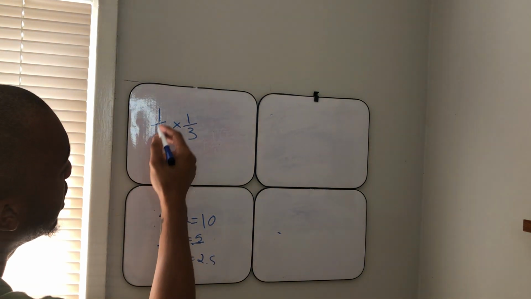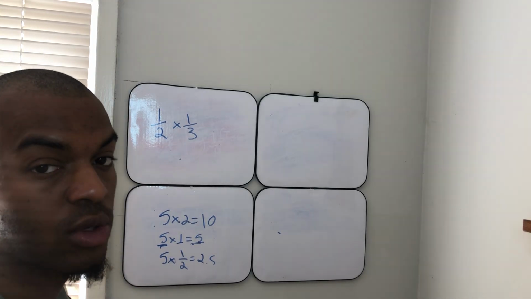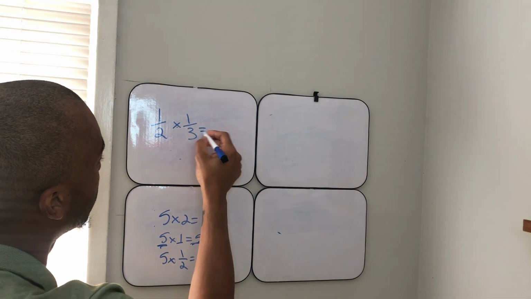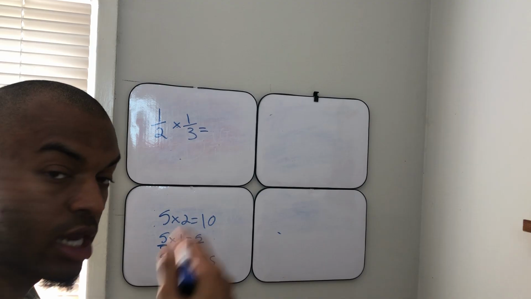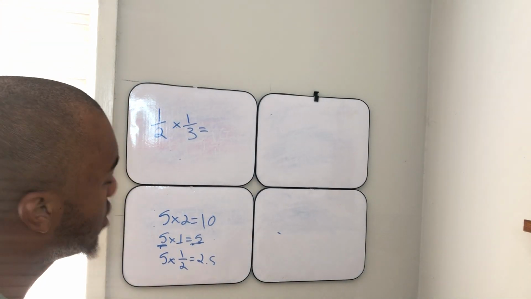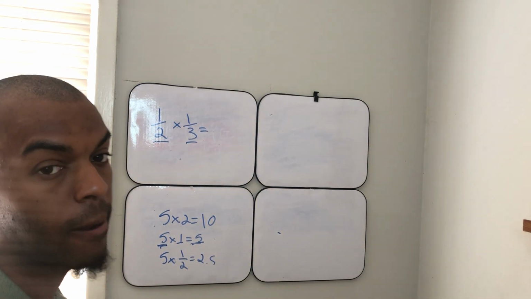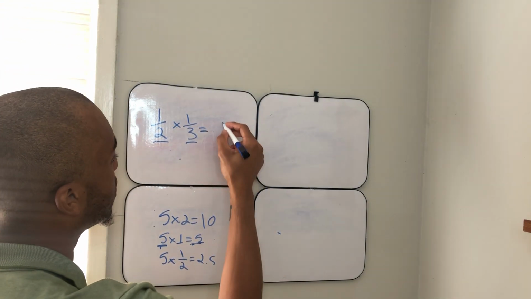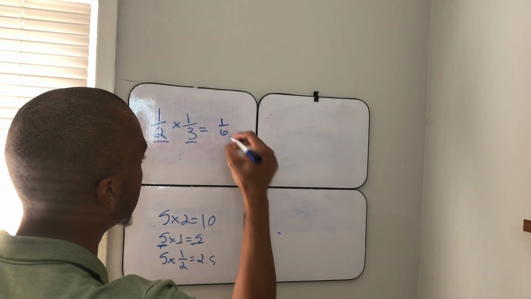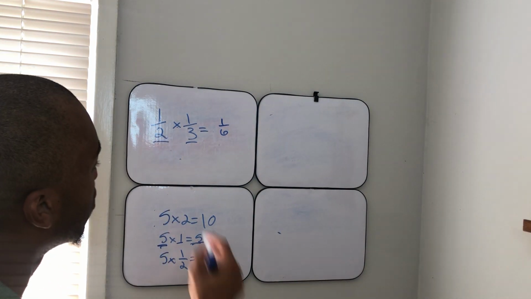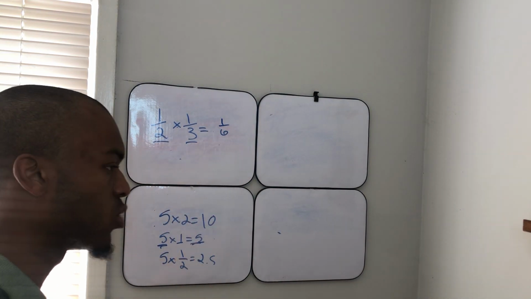So we've got 1/2 times, excuse me, 1/3. The computation when you're multiplying fractions is you just multiply the numbers on the bottom and you multiply the numbers on top. So this is going to be 1 over 6. That's the answer. So 1/2 times 1/3 is 1 over 6.